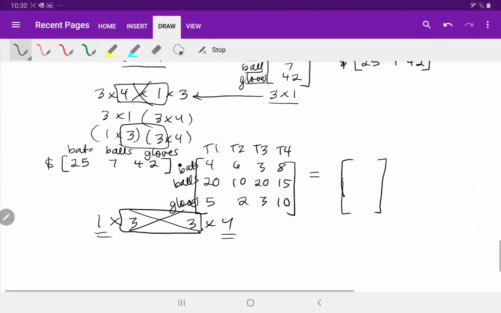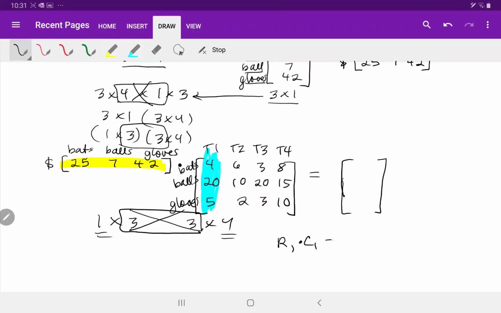Okay, so how are we going to multiply? So remember, you multiply the row of the first matrix by the column of the second matrix, and then you add the numbers together. So I'm going to write that down here. Row 1 times column 1. So that would be 25 times 4 plus 7 times 20 plus 42 times 5.